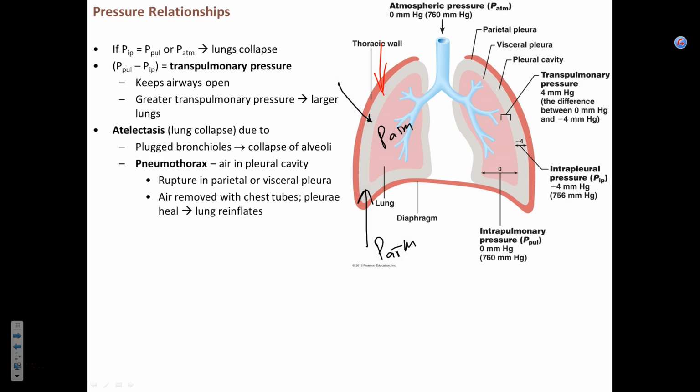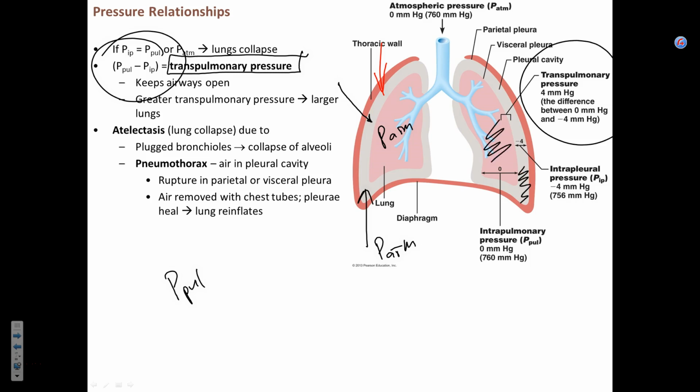So basically that negative pressure is called transpulmonary pressure. Transpulmonary pressure is the difference between the lung and the pleural cavity. So transpulmonary pressure here should always be more than 0. If it equals 0, the lungs will collapse.